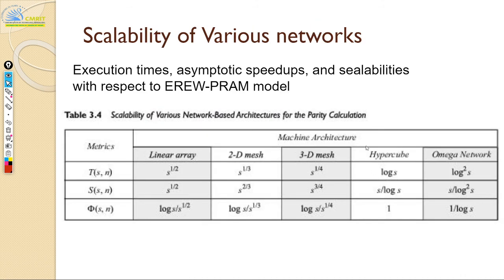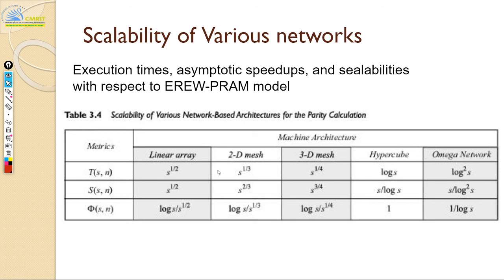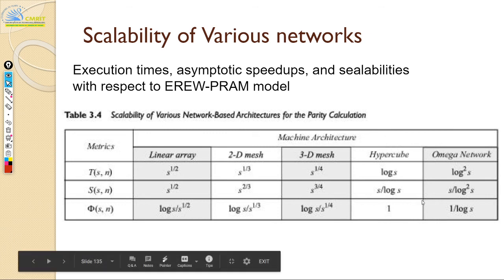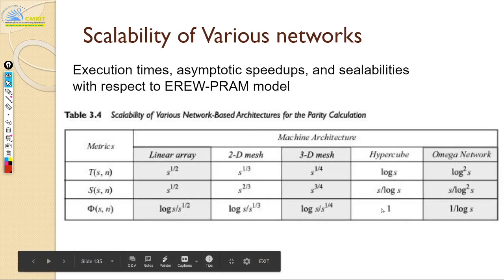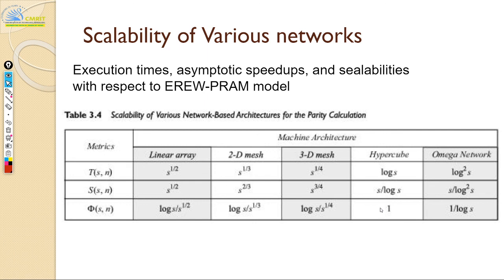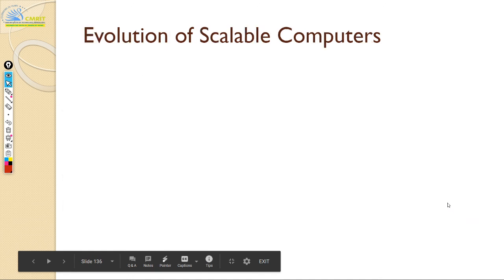So where do we use this? We'll just quickly go over this. So you have your time, sorry, your speed up, and then your scalability. So if you have all these things, you can actually draw out, for a given machine architecture, the complexity of all these. And as you see, the scalability of your hypercube and omega network are actually very good. So you can infer which network is best. You have a better scalability in hypercube and also in omega network.